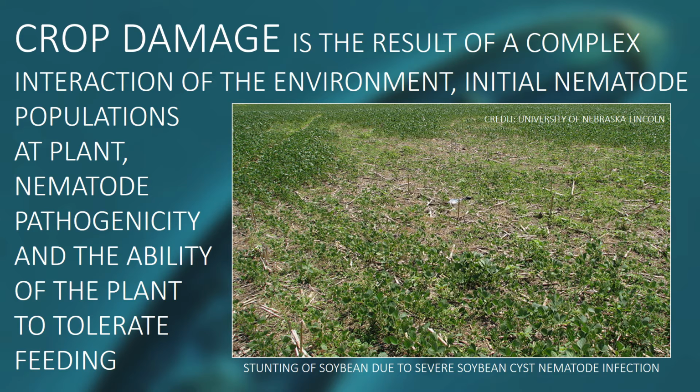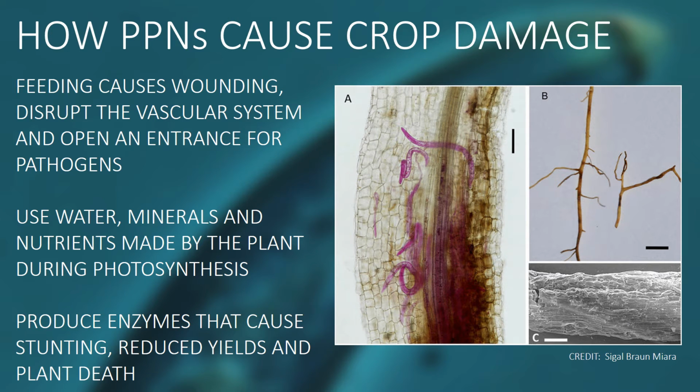You can see severe stunting in this area due to the soybean cyst nematode, and this is from the University of Nebraska, Lincoln. How do these guys actually cause crop damage? Well, their feeding causes wounding, first off, which is an open entrance for pathogens and other small insects or bacteria. It disrupts the vascular system, which means basically it stops it from working properly. The vascular system is how water, minerals, and nutrients are taken up.